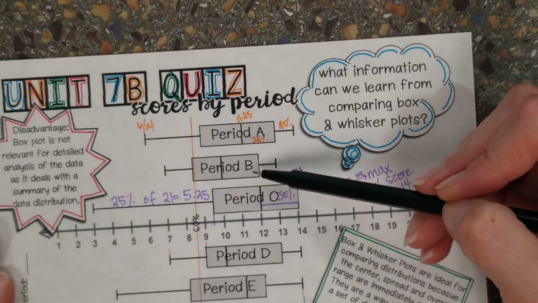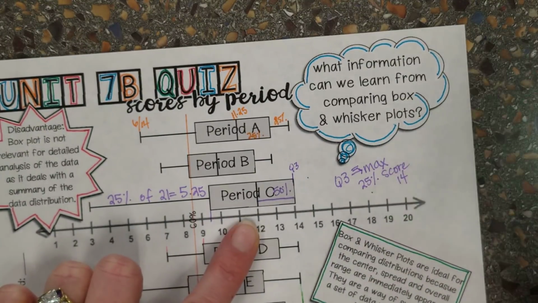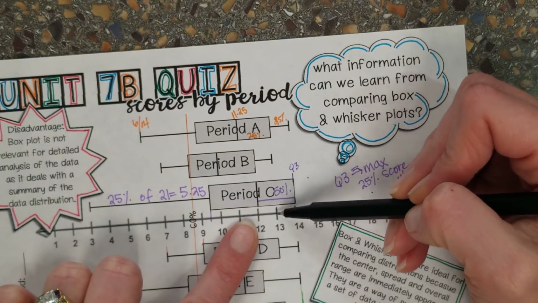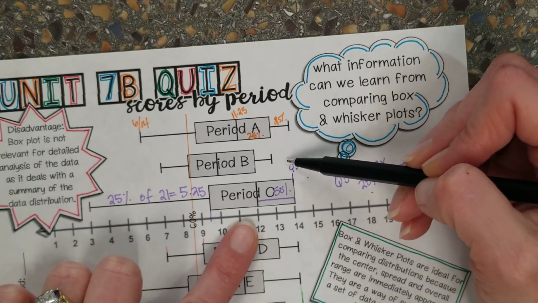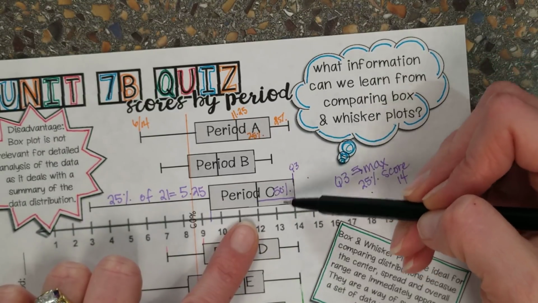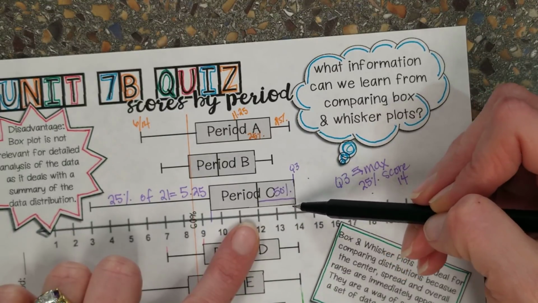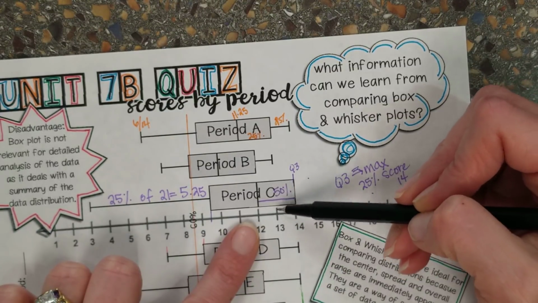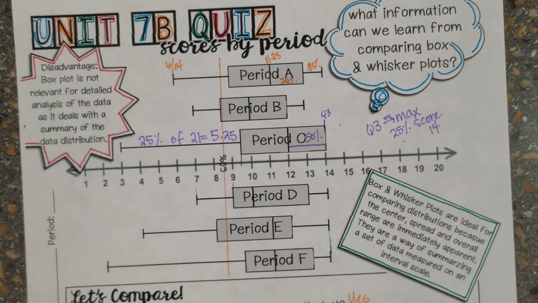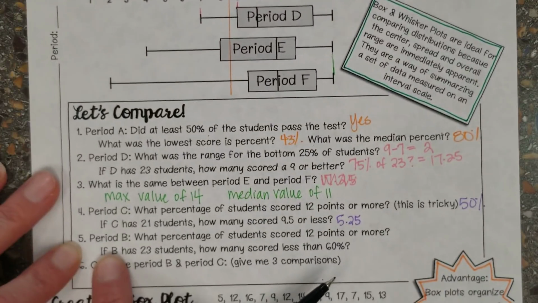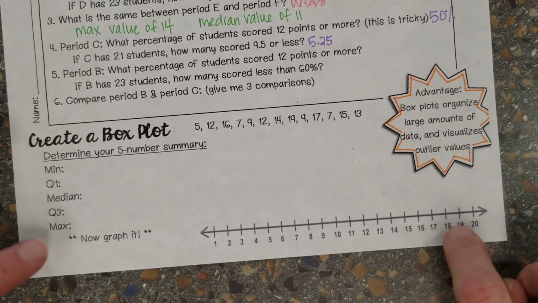But when I look at periods B and C, I can see that period B only had a maximum of 13, which means nobody in period B got an A, 100%. But period C did. So one comparison I would say is that in period C, there were students who received 100%, but in B there weren't. But you can't use that one. You have to come up with 3 other ones on your own. Also, make sure you do question 5. And then you need to create a box plot down here at the bottom.